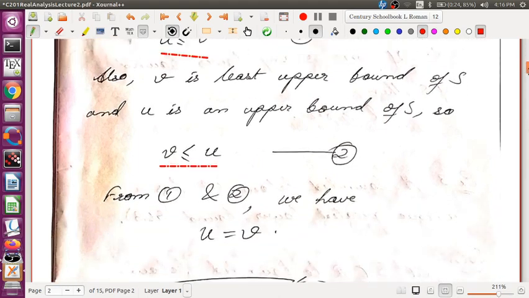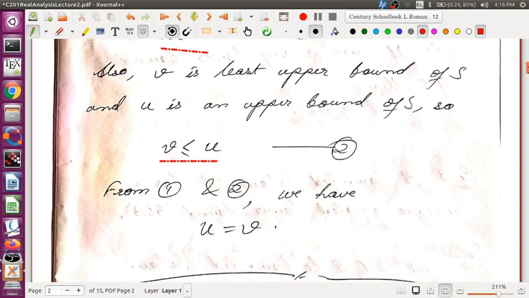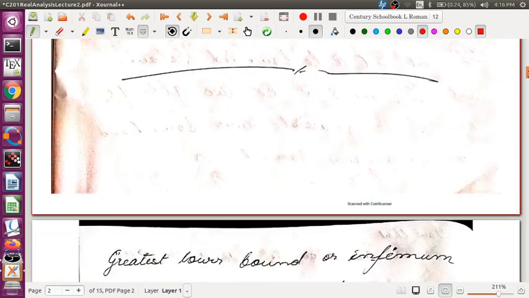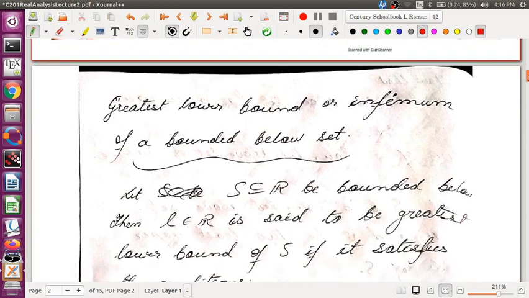So from 1 and 2, we should have what? U less than or equal to V, V less than or equal to U. So that will imply that U is equal to V. Only this case is possible. Okay. If both 1 and 2 are to be true, then the only possibility is U should be equal to V, right? So the least upper bound of a bounded above set is unique.